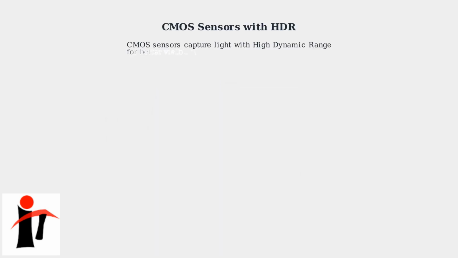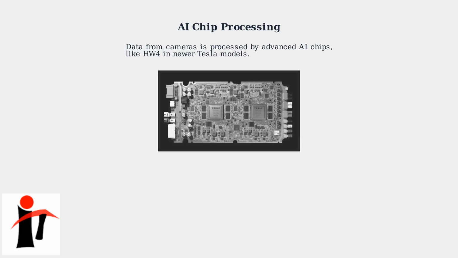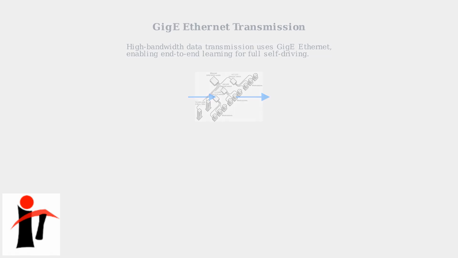Tesla cameras use CMOS sensors with high dynamic range for enhanced night vision. These sensors convert light into electrical signals, allowing the cameras to see clearly in both bright sunlight and dark night conditions. The data from all these cameras is processed by Tesla's advanced AI chips, such as HW4 in newer models. These powerful chips analyze the camera feeds in real time, detecting objects, lanes, and potential hazards to enable autonomous driving features. High-bandwidth data transmission is achieved using Gig-E Ethernet, which connects the cameras to Tesla's onboard computers.